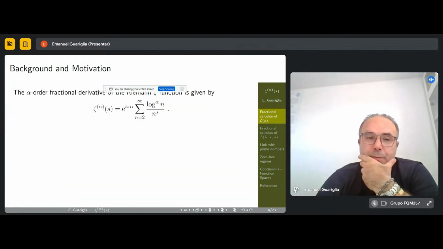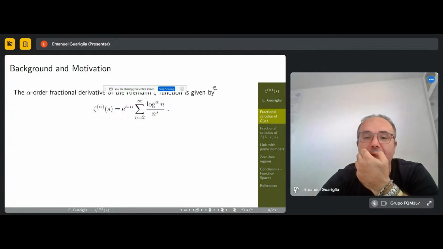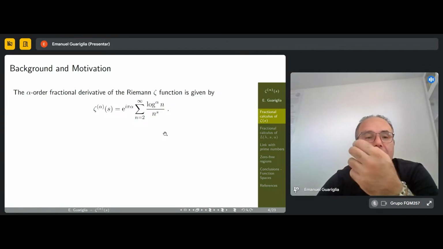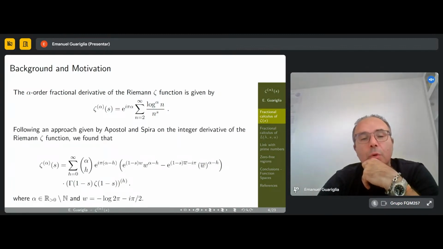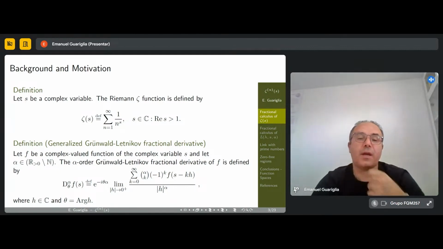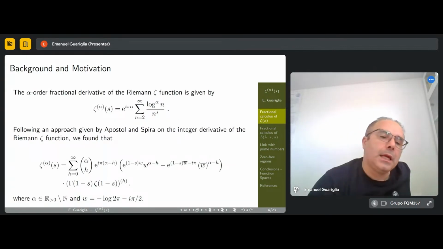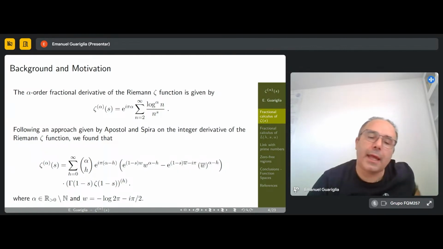So using this definition is very easy. Here we have a binomial series. We can get the alpha order fractional derivative of the Riemann zeta function. Okay, so one problem when we use the generalization of the Leibniz rule is that it gives us a functional equation, and we have a triple summation.